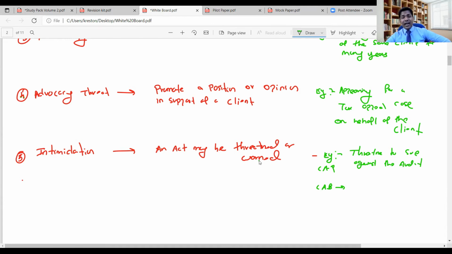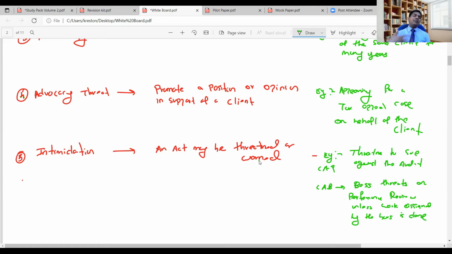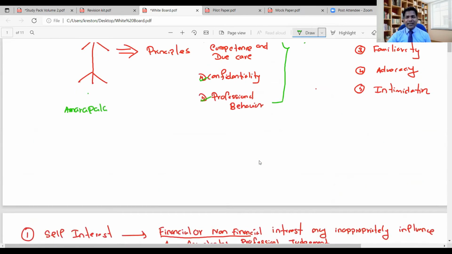Intimidating, what ideally that chartered accountant should do. And another example is a boss who threatens on performance review, unless the work assigned by the boss is done. So the boss can come and threaten you: if you don't do this, your salary will be cut, your bonus will be cut, and your salary increment will not be given. It's a very good explanation.